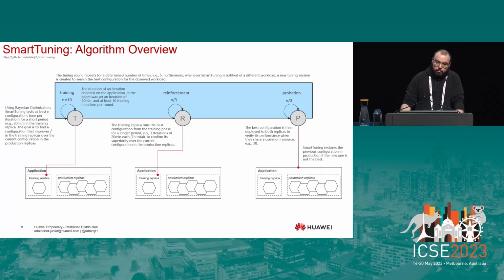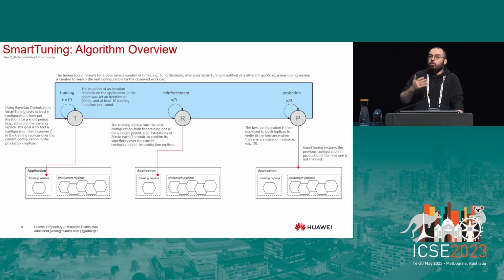So here is an overview of the algorithm, how it works. It's a quite simple state machine with three states: training, reinforcement, and probation. During the training phase, the smart tuning will explore the search space, trying to find a good configuration candidate to improve the current configuration applied in the application for the workload being observed. So it tries, for example, for at least 10 iterations. And when it finds a good candidate, it will promote it to reinforcement.